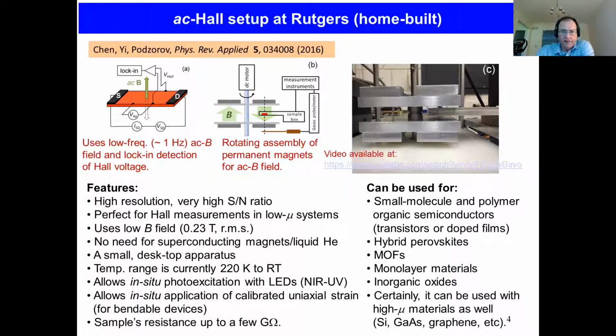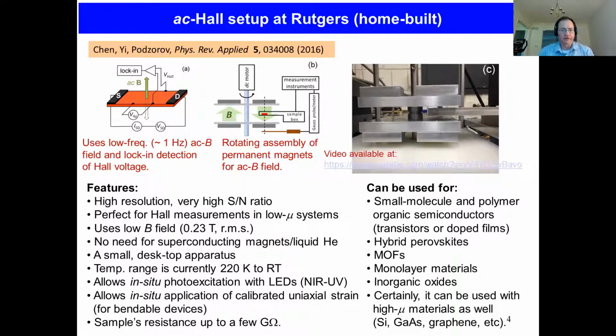So the magnetic field in our system is generated by mechanical rotation of this assembly of permanent magnets. So the sample is sitting here in this, this is actually a narrow flat vacuum chamber. So the sample is seeing an alternating magnetic field as these magnets rotate. So this methodology significantly boosted our signal to noise ratio.